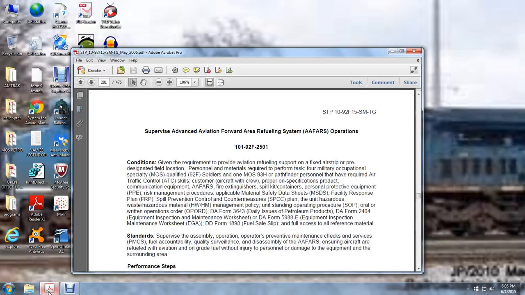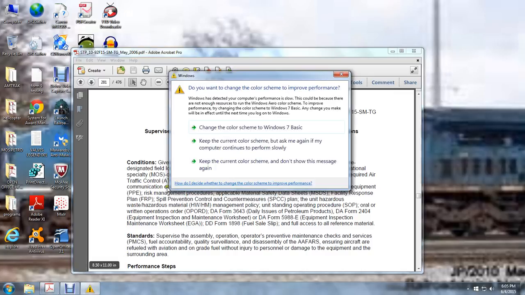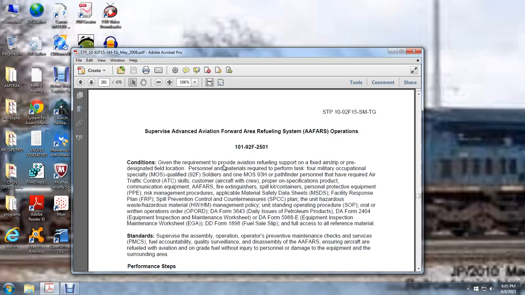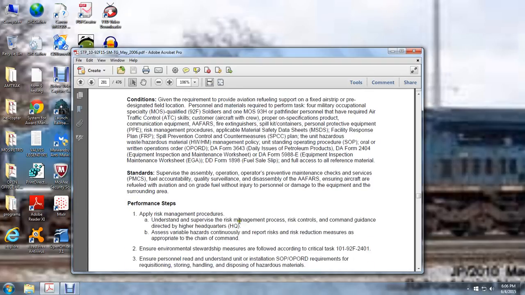facility response plan, spill prevention control and countermeasures, unit hazardous waste material management policy, unit standing operating procedures, standard operating procedures, oral and written operation orders, DA Form 3643 Daily Issue of Petroleum Products, DA Form 2404 Equipment Inspection and Maintenance Worksheet, DA Form 5988-E Equipment Inspection Maintenance Worksheet, DD Form 598 Fuel Seal Slip, for full access of all references.